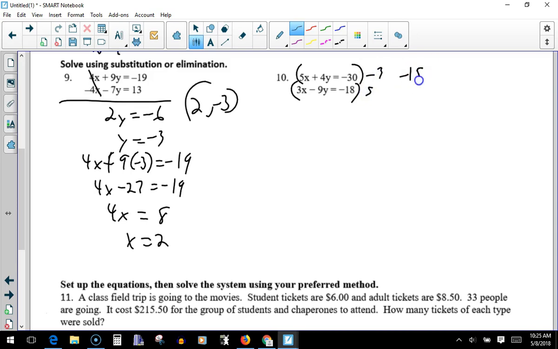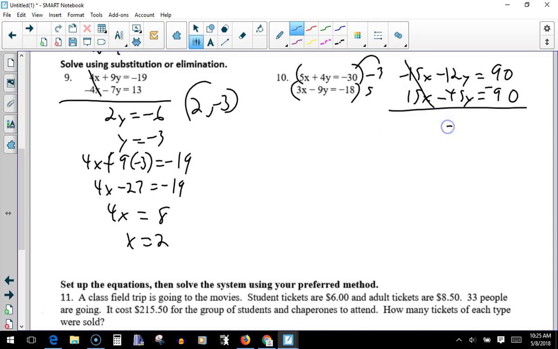So that's going to give me negative 15x minus 12y equals positive 90. Remember, don't forget you're distributing to both sides. 5 times 3 is 15x, minus 5 times 9 is 45y, equals 5 times 18 is 90, negative 90. So my x's cancel. I end up with negative 57y equals 0, because this cancels. No matter what I divide by, I'm going to get 0.